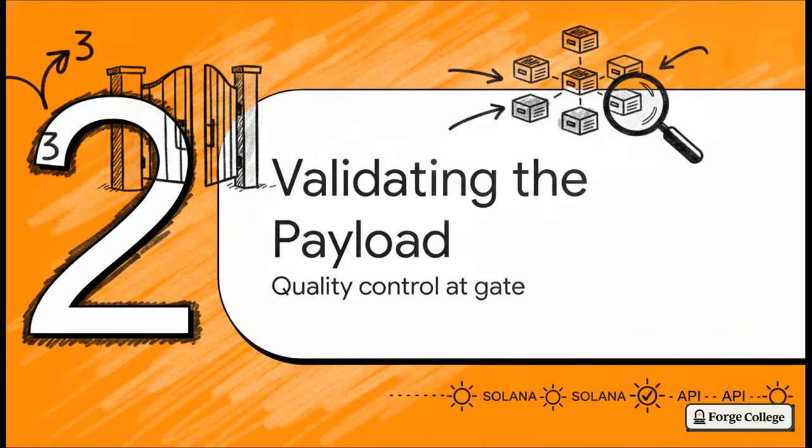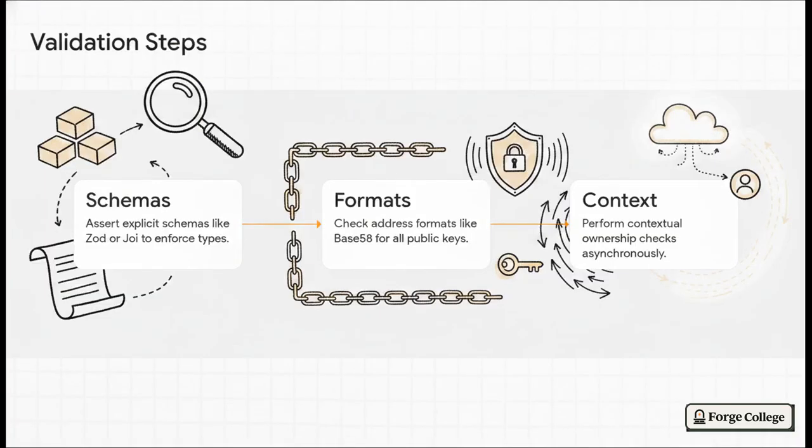That setup perfectly leads us into Section 2, validating the payload. This is our quality control at the gate. You know, you'd never just let uninspected raw materials onto a construction site, right? Well, it's the exact same concept here. By using validation tools like Zod or Joi, you can think of them as your strict quality assurance inspectors. We enforce our rules right at the perimeter.